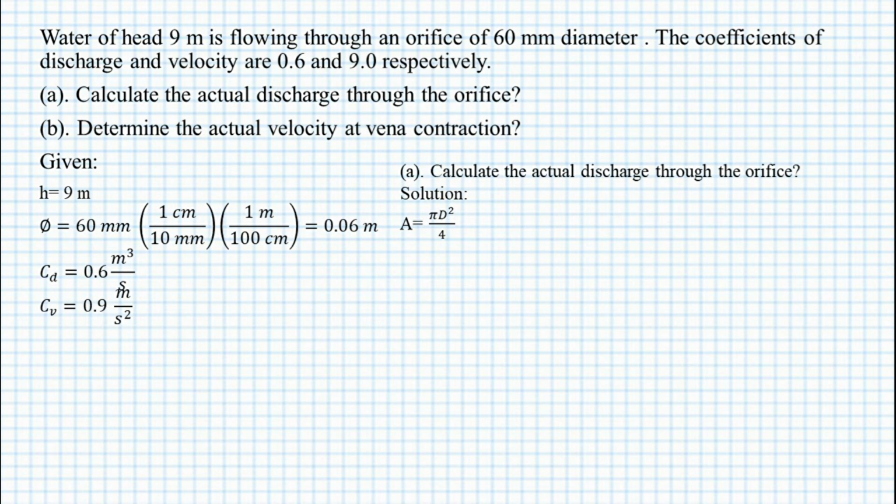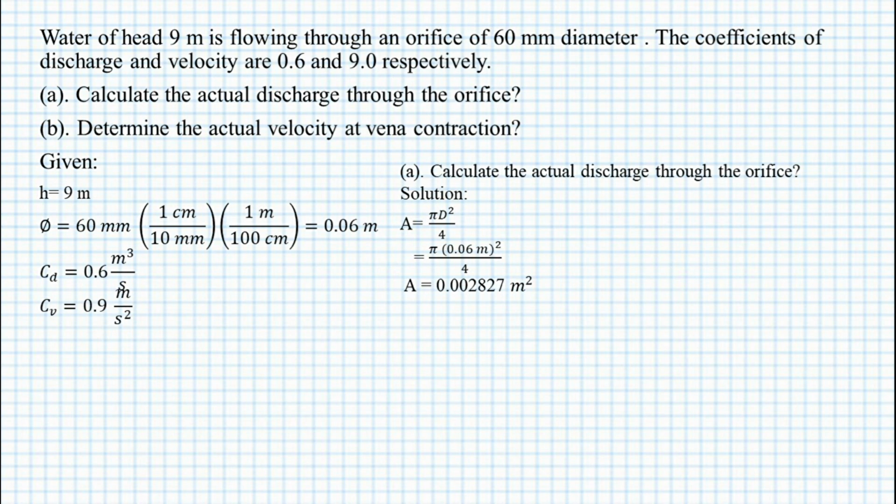orifice. So area equals pi diameter squared over 4. Plug in the values, we have pi times 0.06 squared over 4, so we have 0.002827 meters squared as our area of the orifice.